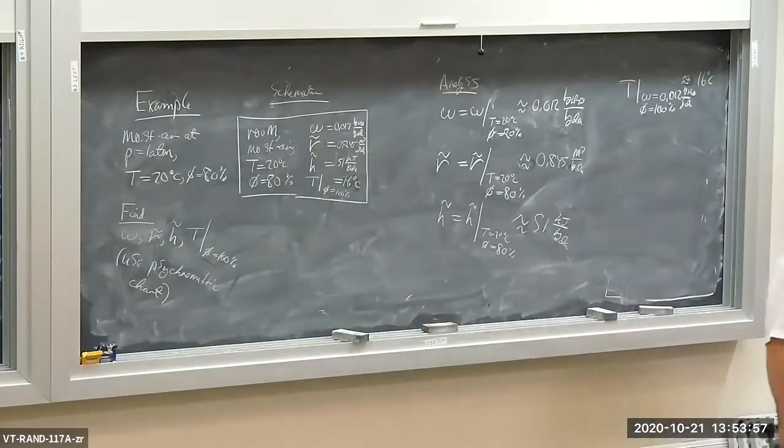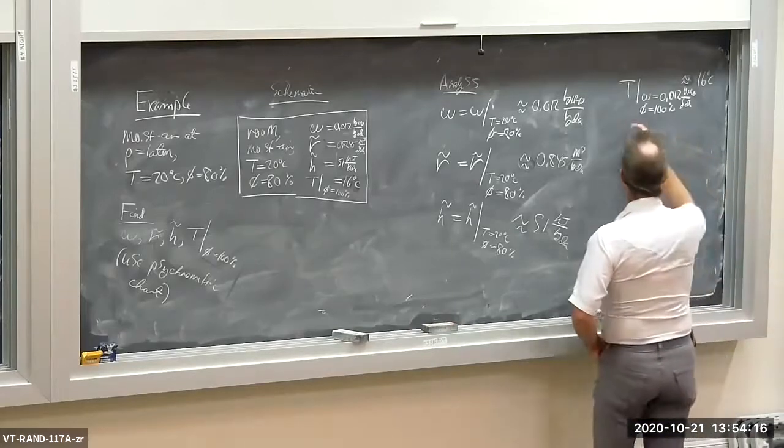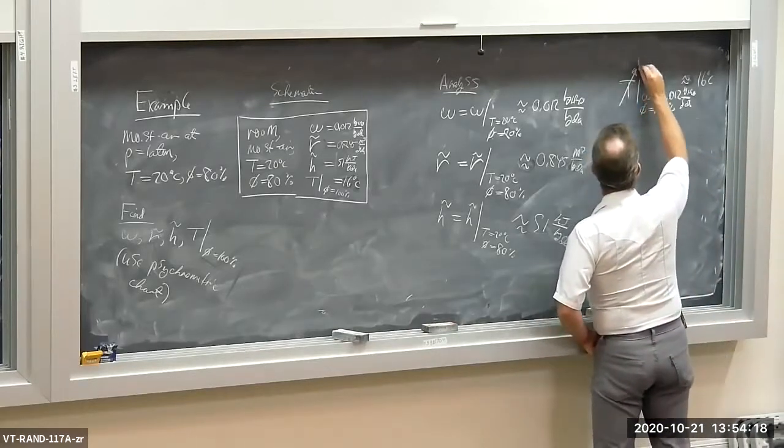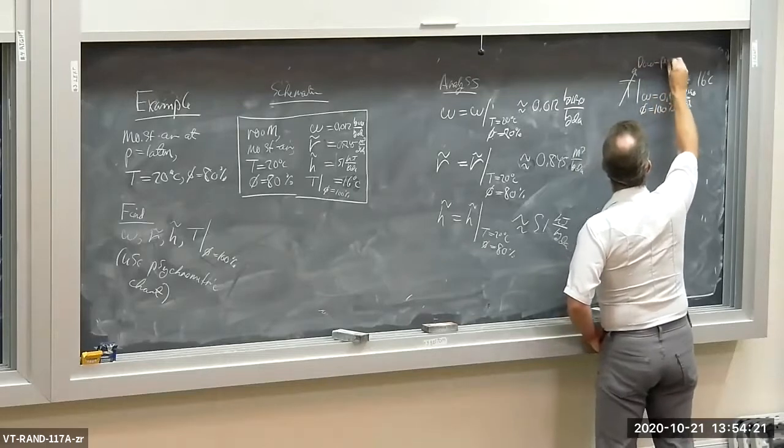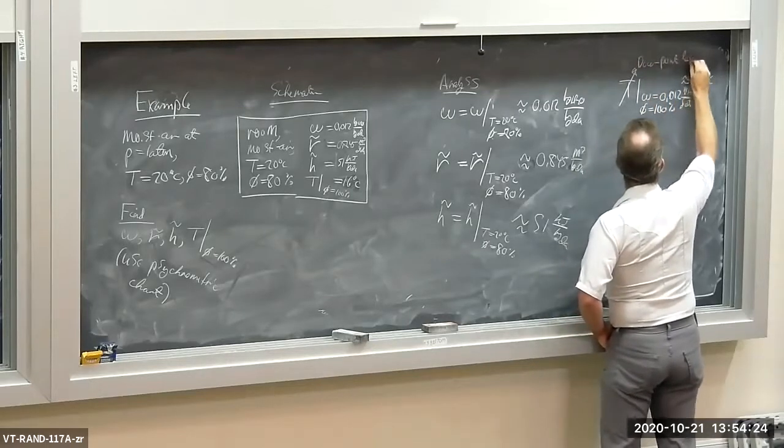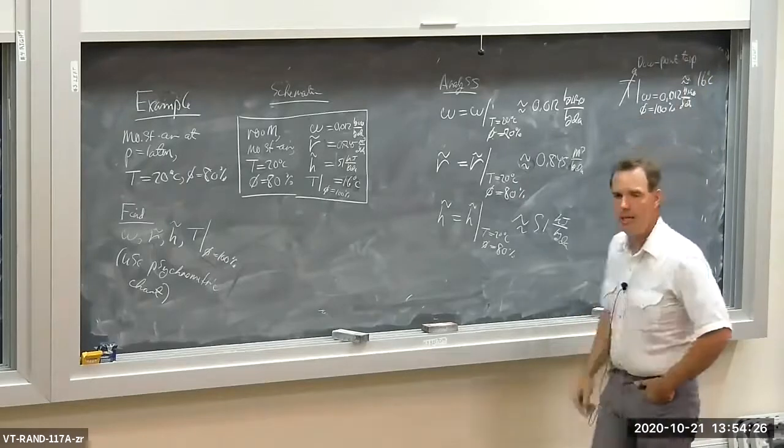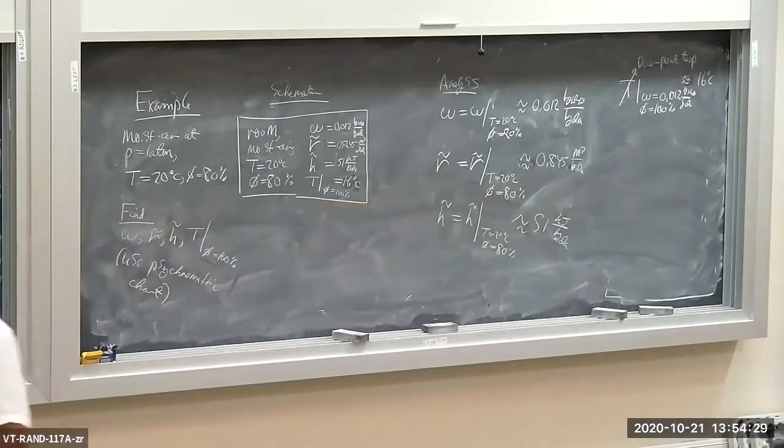By the way, this temperature at which the moist air is saturated with H2O, it can't hold any more. In other words, the partial pressure of the H2O is equal to the saturation pressure of the H2O at that temperature. This is called the dew point. Dew point temperature. The temperature at which the air is 100% saturated, relative humidity of 100%, is called the dew point temperature.